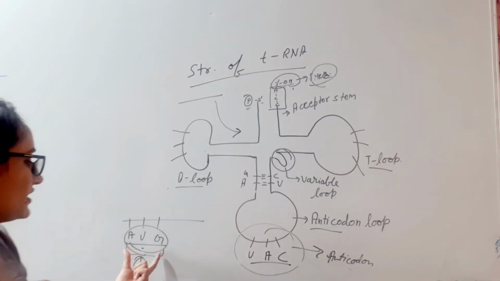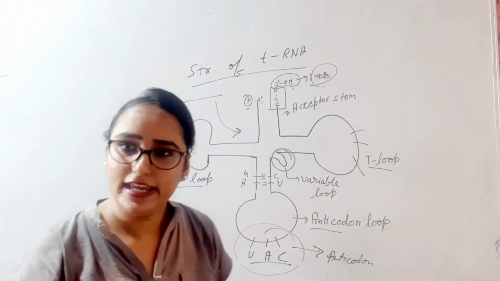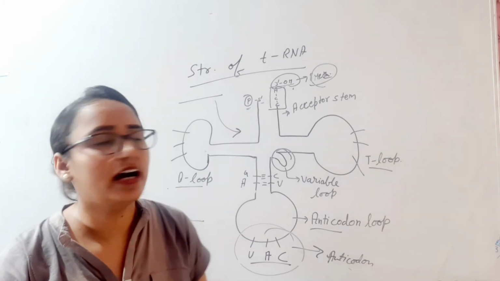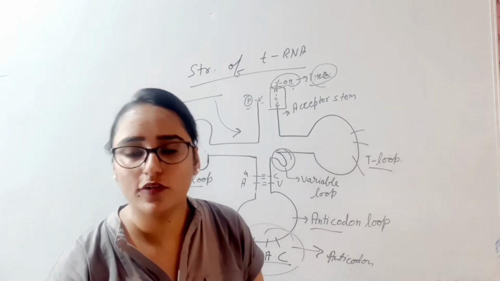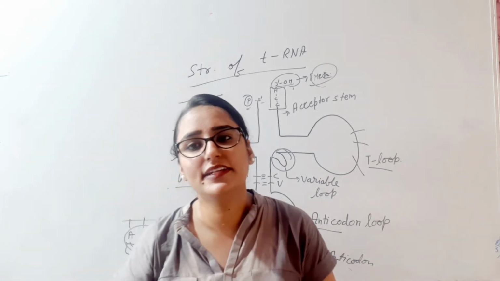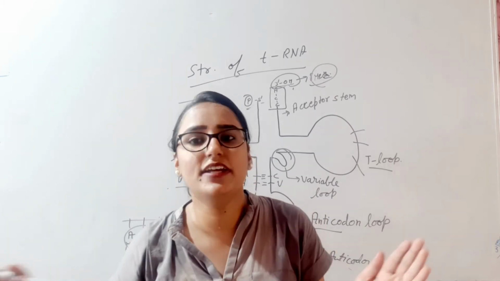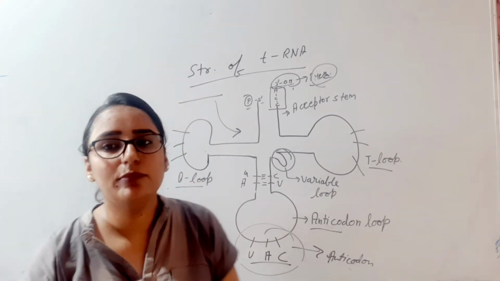Clear? So this is the first codon and this is the anticodon against this AUG, that is the codon present on the mRNA. So this is all about the tRNA structure. The secondary structure of tRNA is clover leaf-like, and the tertiary structure of tRNA is L-shaped, and the primary is a straight single-stranded RNA molecule. Okay. So this is about the tRNA molecule.